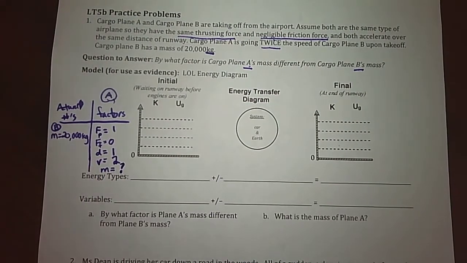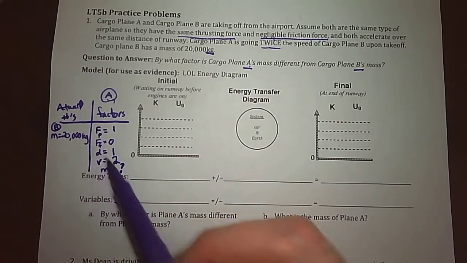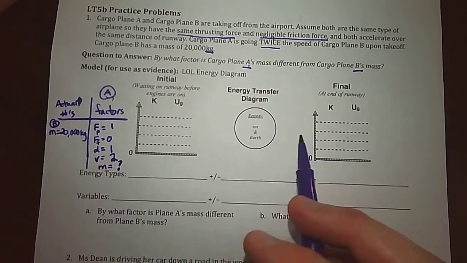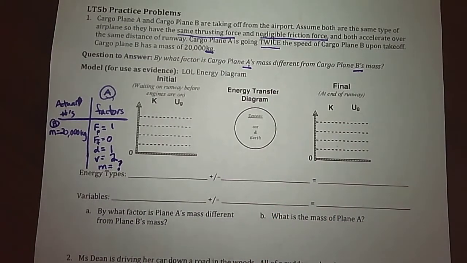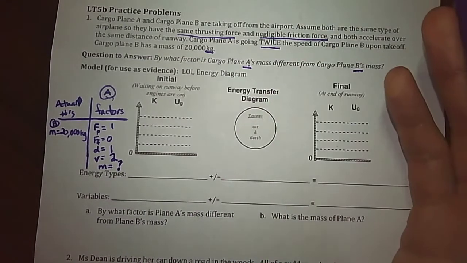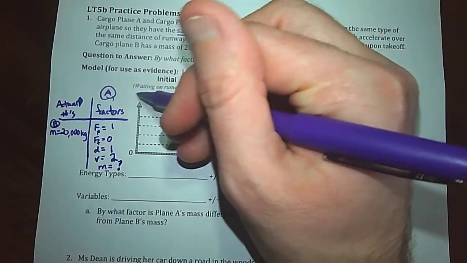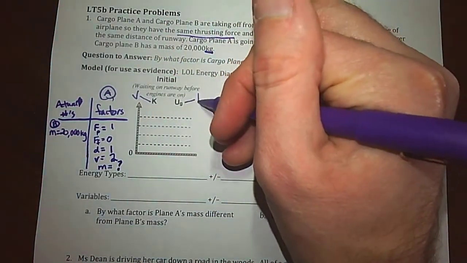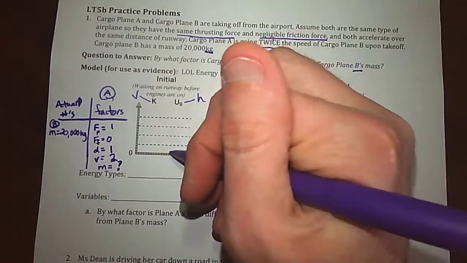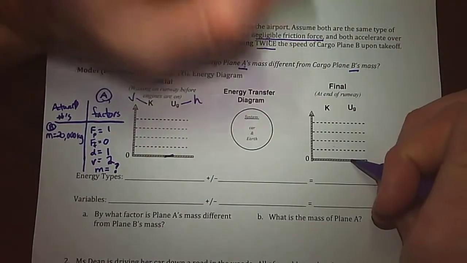So just like with LT5a problems, I'm going to start making my LOLs. And even though these are different planes, the scenario is the exact same, so I could draw this for A or B. It doesn't matter. It's the same situation. So I'm going to always ask: is there velocity for kinetic energy? Is there height for potential energy? And they're on a runway, so no height.